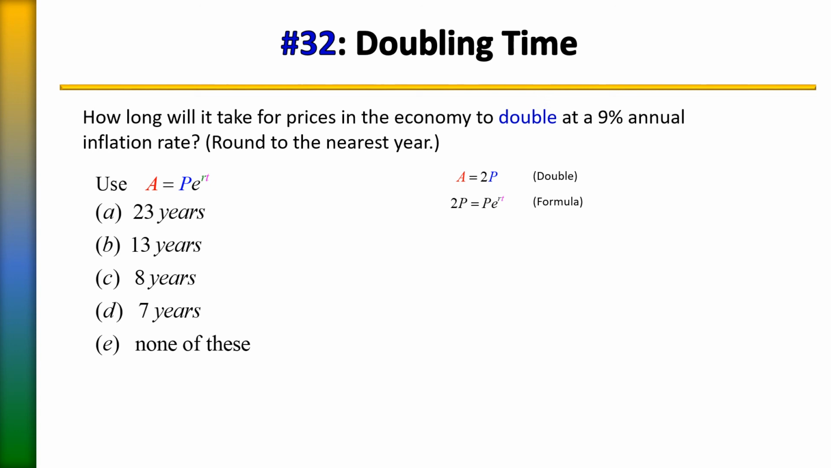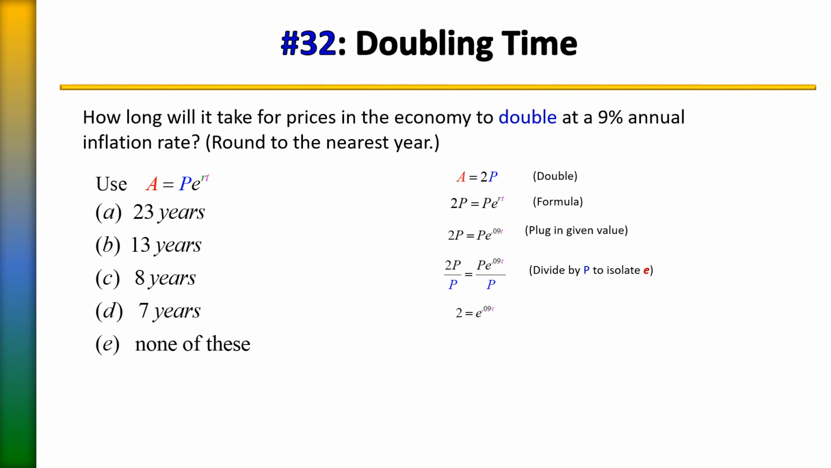Let's go ahead and plug in our rate. Our next step for solving this equation is to remove the P, in other words, get e by itself. To do that, we're going to divide by P. Whatever you do to one side, you do to the other.